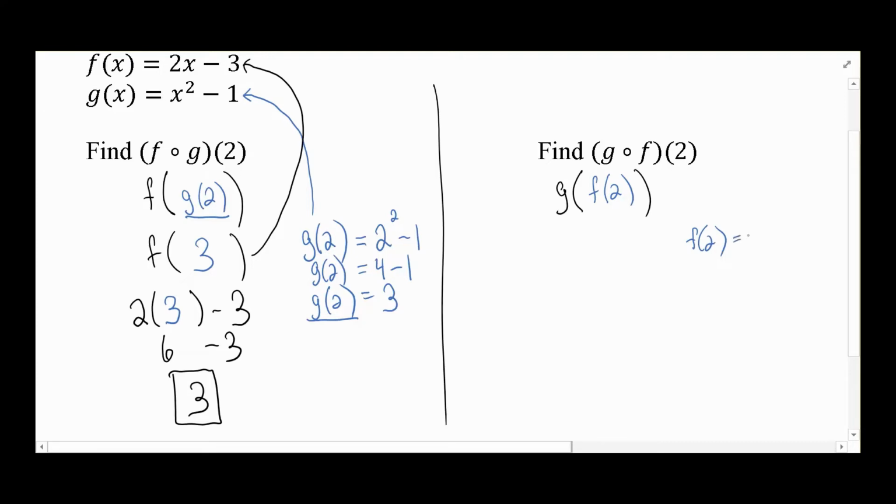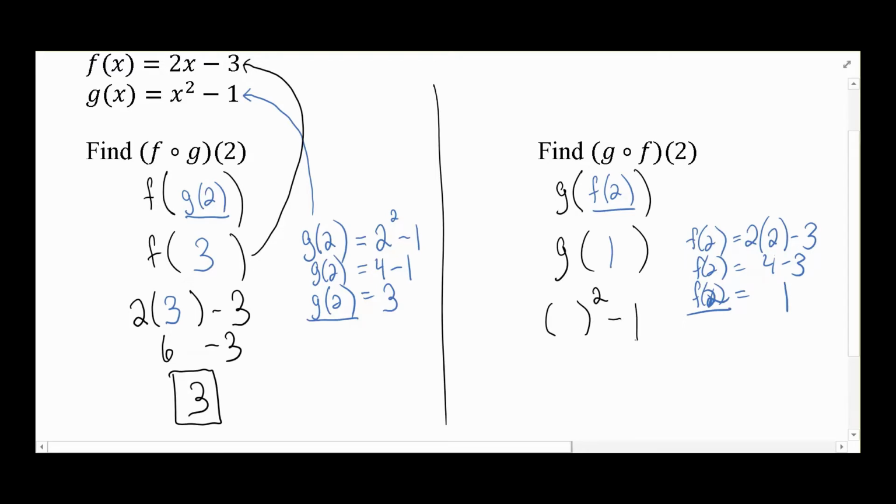F of 2 says look to the f function and plug 2 into it. That's going to get me 1. F of 2 means the same thing as 1. So that means my original problem over here was really asking for g of 1. The g function says whatever you're plugging in, square it, and then subtract 1. What I'm plugging in is 1.